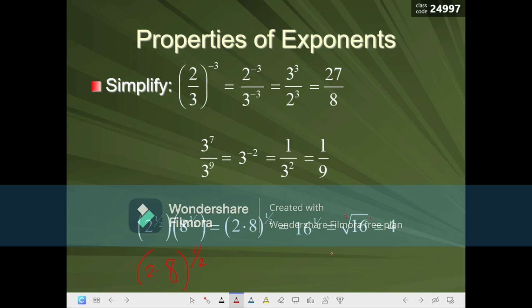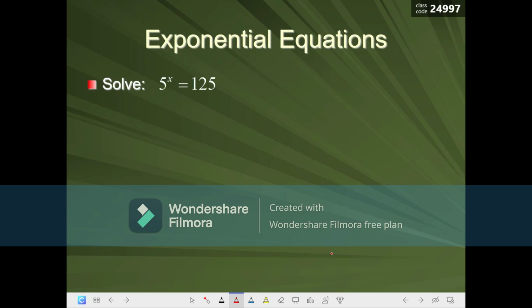Okay, let's proceed. So how about exponential equations? Now solve 5 to the power of x is equal to 125. All we have to do, the target would be to express both the left and the right side of the equation with the same base. So if you have 5 to the power of x, 125 can be expressed as an exponential expression with 5 as the base. So 5 to the power of x is equal to 5 cubed, because 5 cubed is 5 times 5 times 5.